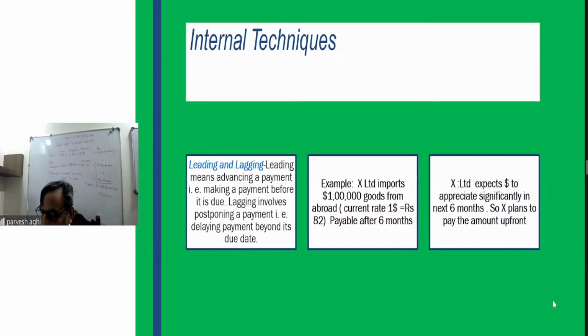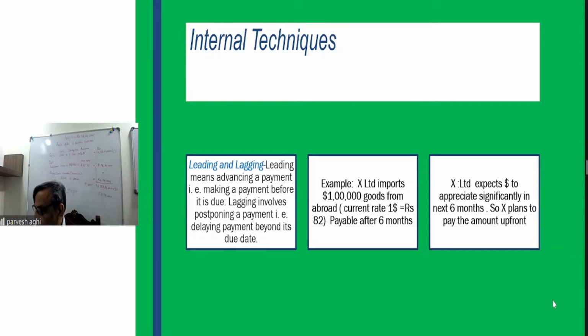Now, there are ways and mechanisms to forecast the rates, which I may cover in the next lecture. So the company has forecasted that the dollar is going to appreciate in the next 6 months. Since it's an import, he's going to suffer. So he plans to pay the amount upfront so that he will not suffer the loss because of the dollar appreciating.